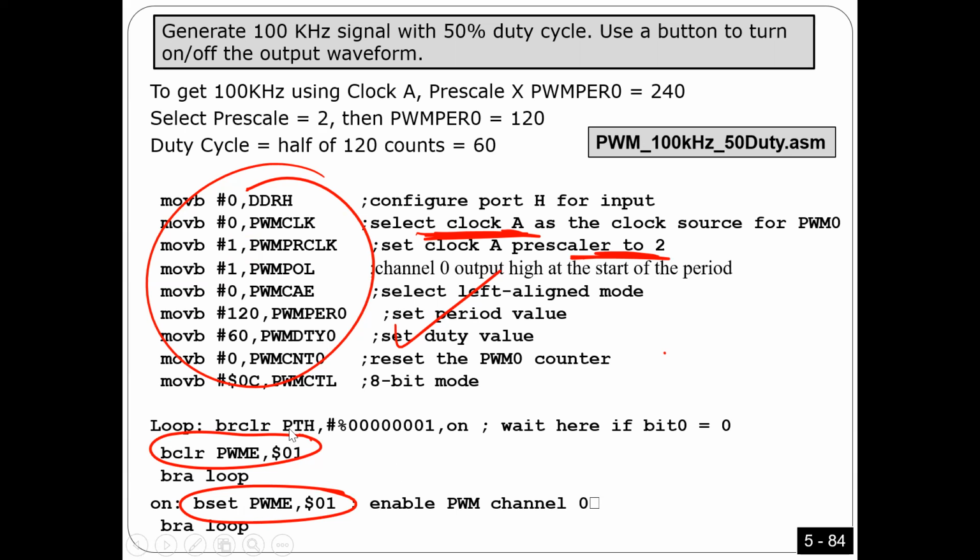You don't need to do anything else. Once you do the initialization, everything is done. Unless you want to enable or disable, in this case, you have to use this one. Unless you want to change the frequency or the period, you have to modify this one. If you want to change the duty cycle, you have to change this one. That's it. Very interesting.